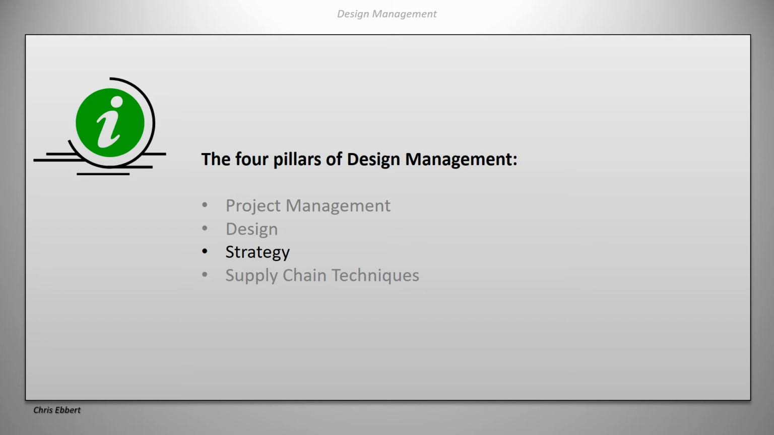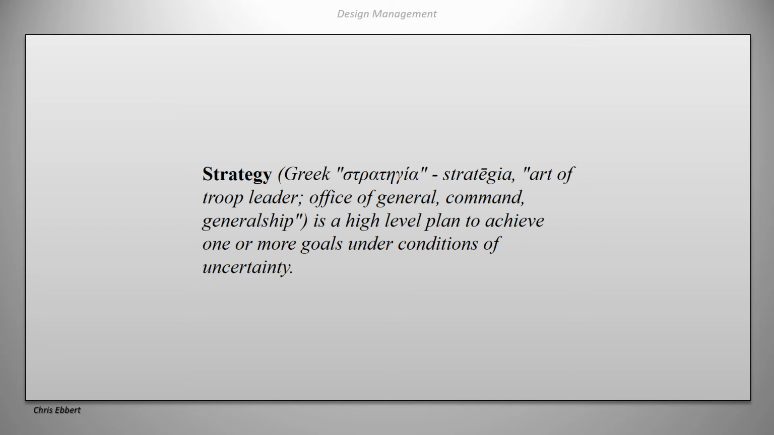So since we've clarified what design is, let's move on to strategy. Strategy is another thing the design manager needs to understand. Strategy was originally formulated as the art of troop leadership, or the office of general command, generalship, by the Greeks. So what is it? A high-level plan to achieve one or more goals under conditions of uncertainty. That means we know what we might do, we just don't know what kind of situation we're going to be in. And that describes exactly what goes on when you're designing something, because you really are in uncertain conditions and you have to have a pretty good plan forward.